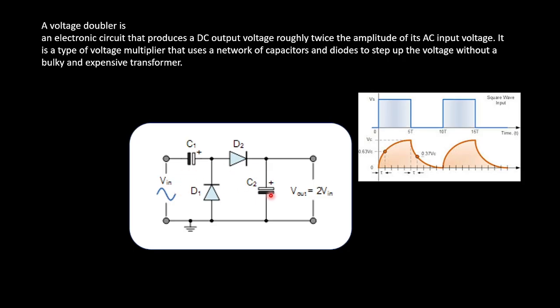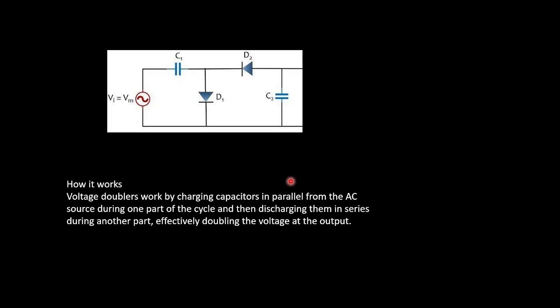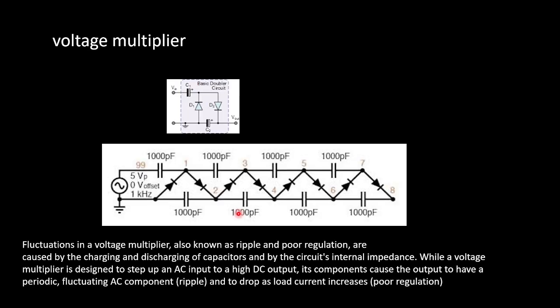The capacitor will charge to this voltage, and we will get a final voltage of 2 V in at the output side. That is the principle. Its capacitive effect helps to build a two times voltage. So the voltage doubler works by charging the capacitors in parallel from the AC source during one part of the cycle, then discharging them in series during another part, effectively doubling the voltage at the output.